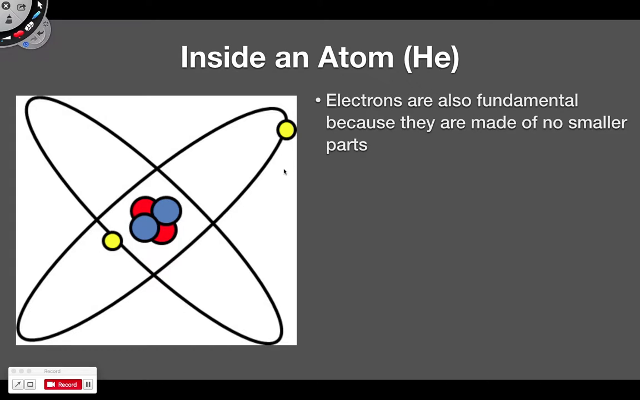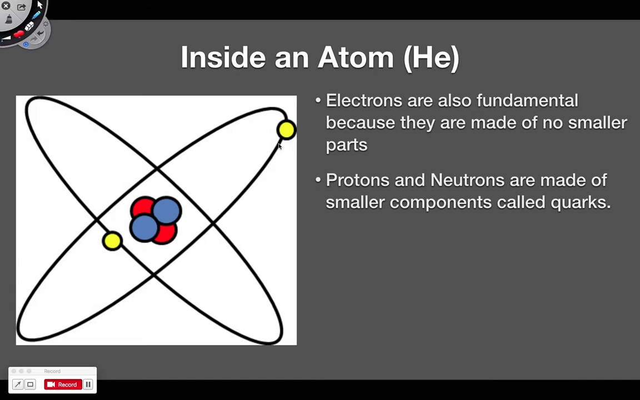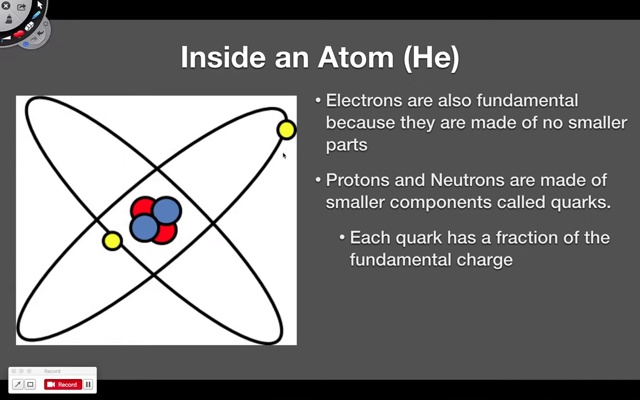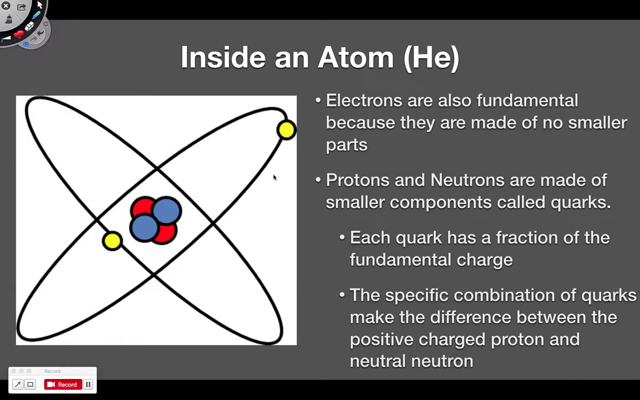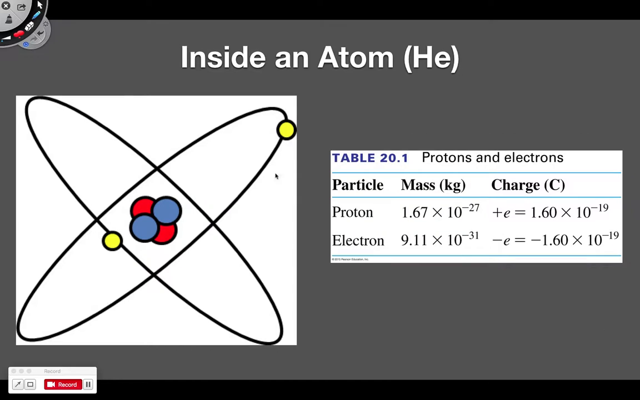Oh, sorry, I forgot these slides here. Electrons are also fundamental charges because they have no smaller part. You can't break up an electron. And we already talked about quarks. Each quark is a fraction of a fundamental charge. I already said those, so you can read that right there. By the way, the charge of a proton is positive 1.6 times 10 to the negative 19th coulombs, positive.